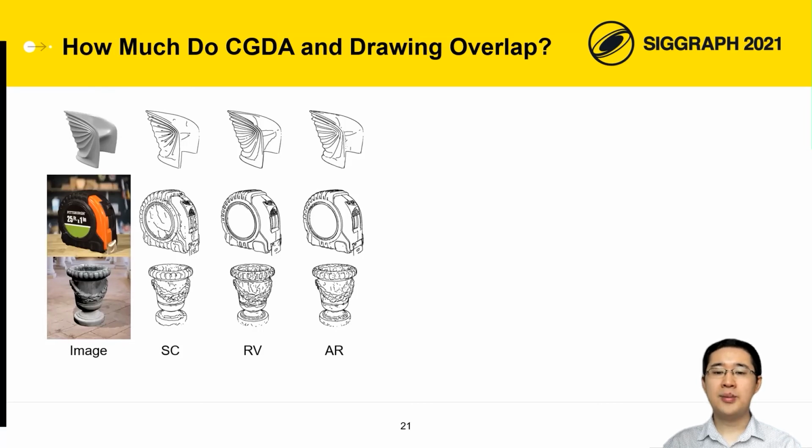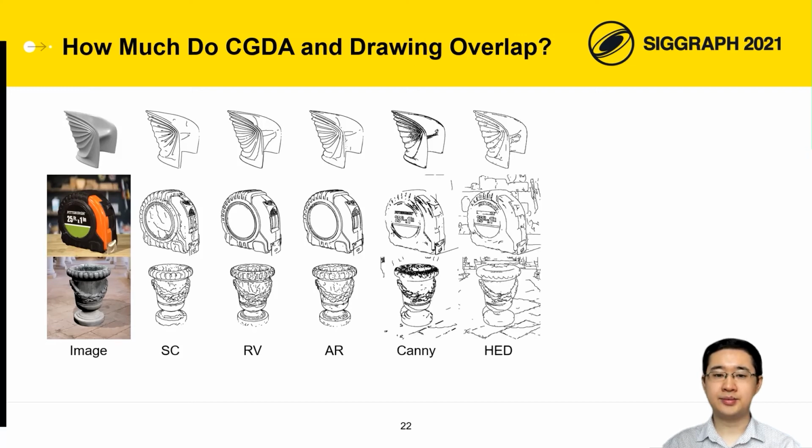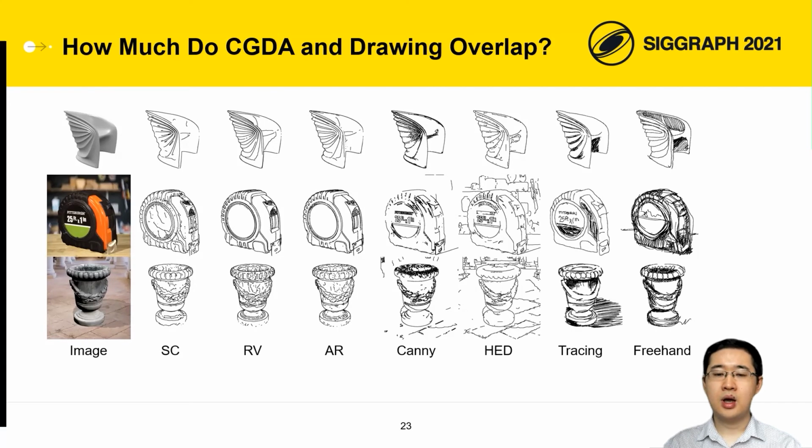As shown here, NPR methods captured contours but did not consider texture information. Some image processing results contained incomplete or extraneous edges. Compared with CGDA results, drawings were cleaner, more organized, and contained interesting strokes that depict tone and shading.